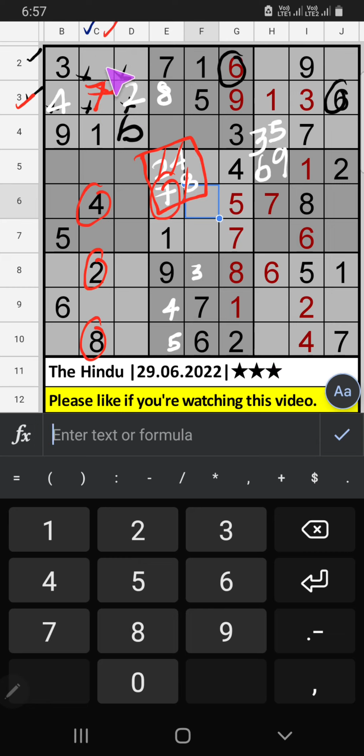Column C, 4 numbers are remaining: 3, 5, 6, 9. 1st grade, we have 3, 9, 6. Those 3 numbers can't come in this cell. Then only one number is remaining, 5. 5 is confirmed here.